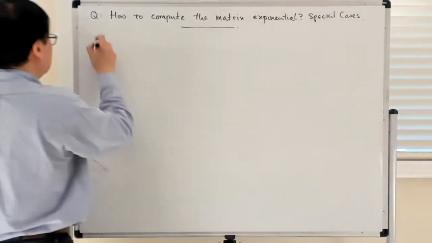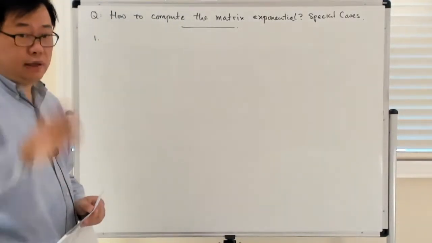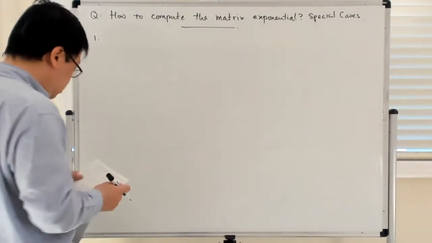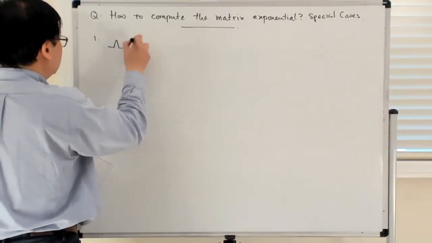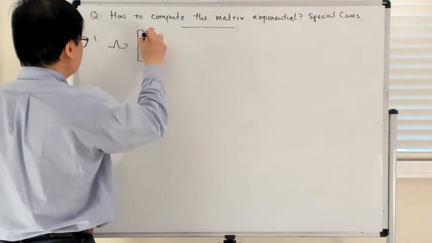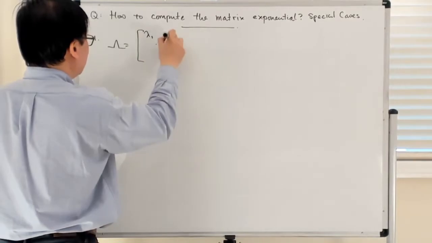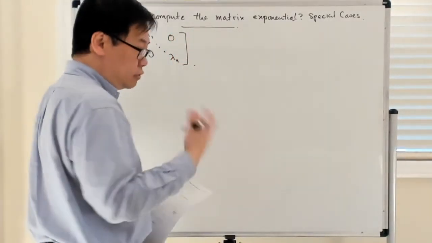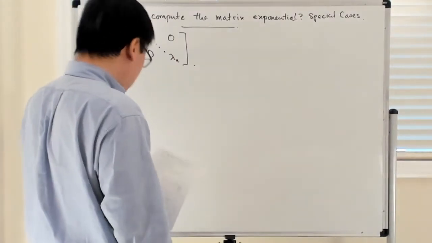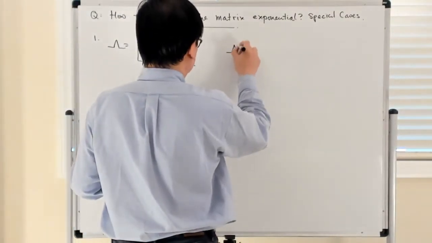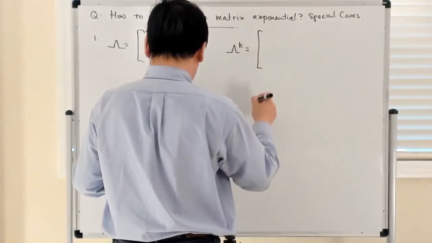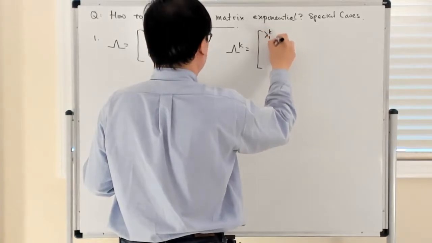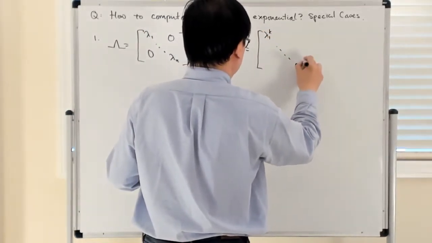All right, so let's start with the easiest possible case one might imagine, which is that you have a matrix which is just diagonal. Let's say that lambda is a diagonal matrix consisting of lambda 1 to lambda n. Then it's easy to check that when you take the powers of lambda, you just get the component-wise powers, so lambda 1 to the k all the way up to lambda n to the k.